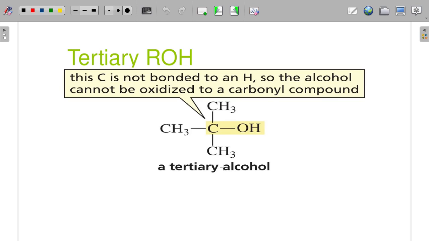oxidized? Well, chromic acid was looking for an H off this carbon. Since there's no H off that location, this H can't be ripped off. So tertiary alcohols cannot be oxidized.